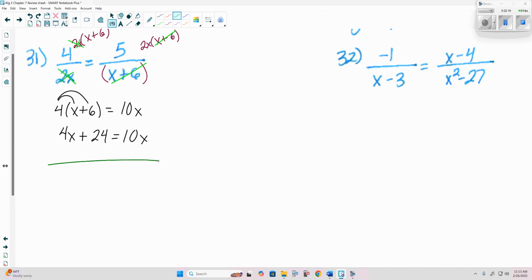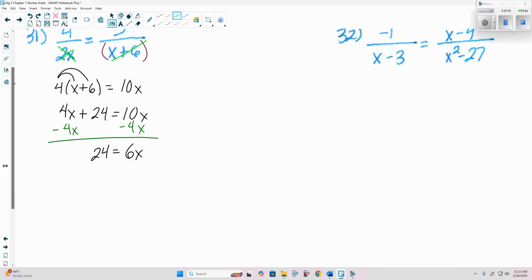Now, since we don't have any x squared terms, or have a power connected to x greater than 2, we can get the variables by themselves. So we can subtract 4x from both sides, which will leave us with 24 on the left-hand side. 10x minus 4x is 6x. Last but not least, we can divide both sides by 6, knowing this x is equal to 4.